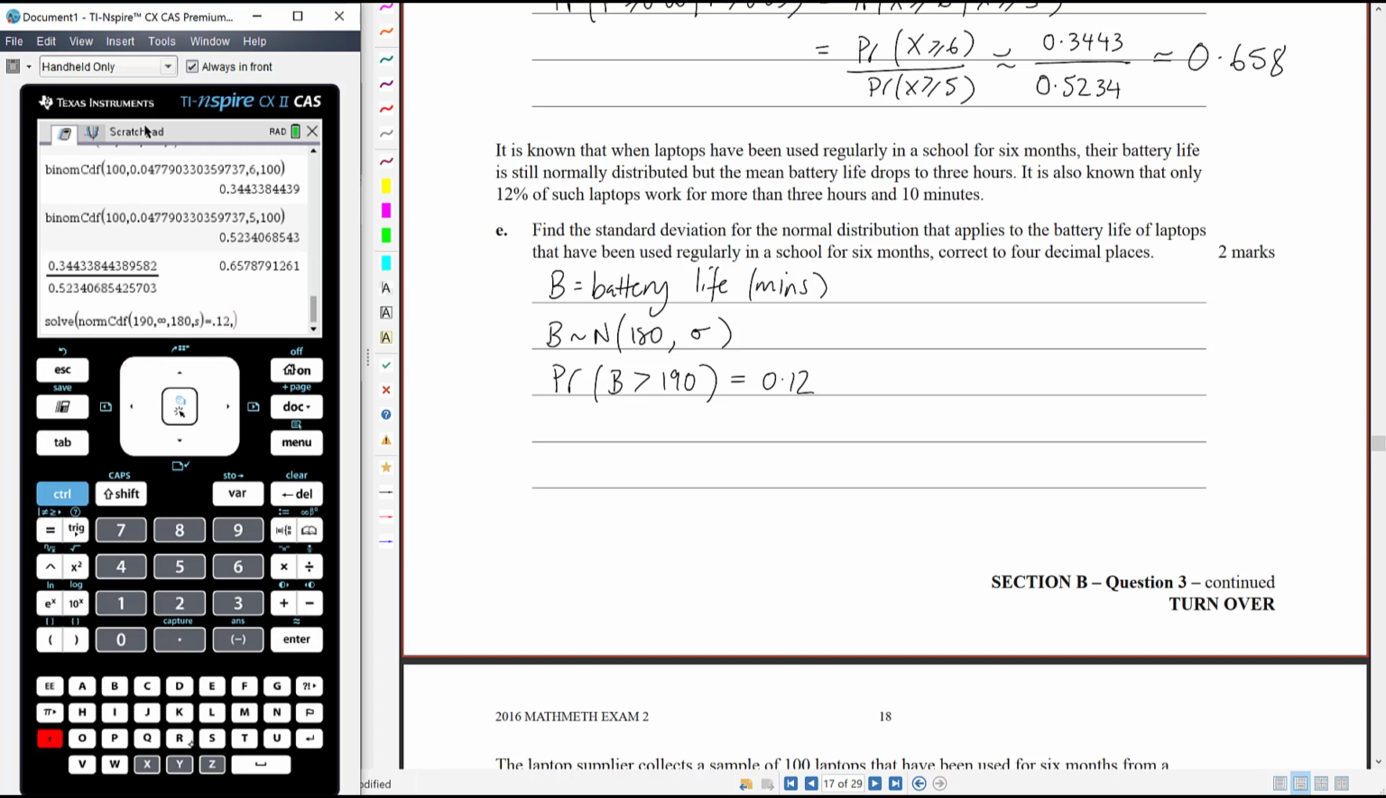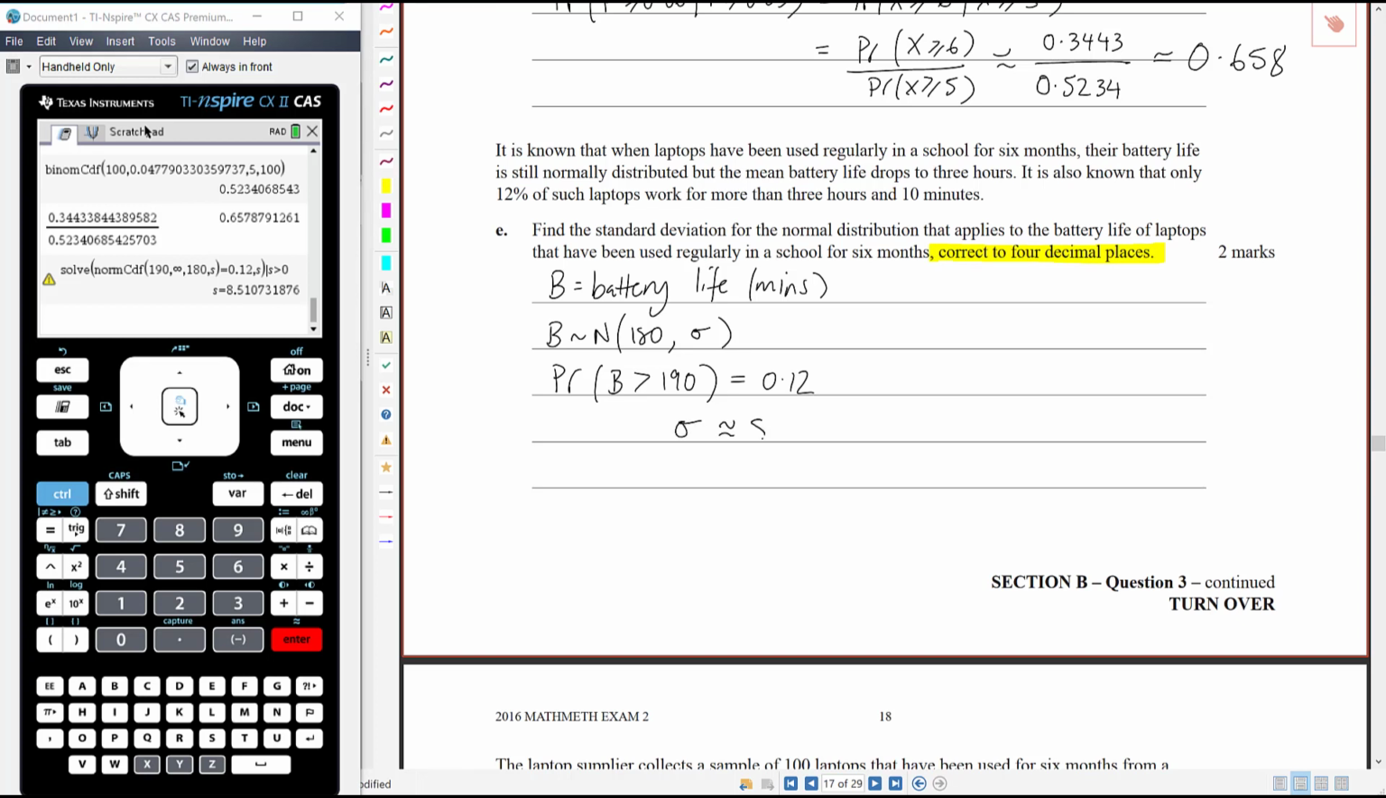We want to solve that for S, and when you're solving for the standard deviation, you do just need to give it a simple restriction by telling it that the standard deviation has to be bigger than 0. And then you work out, we want the standard deviation correct to 4 decimal places, and so we know that the standard deviation is approximately 8.5107 minutes. Standard deviation has the same units as the variable.